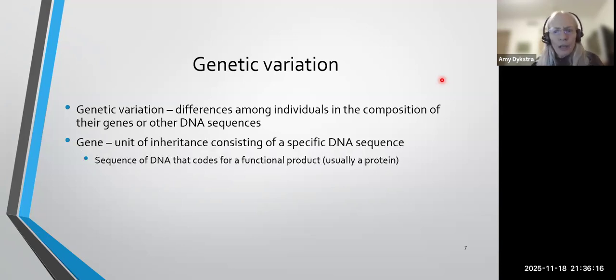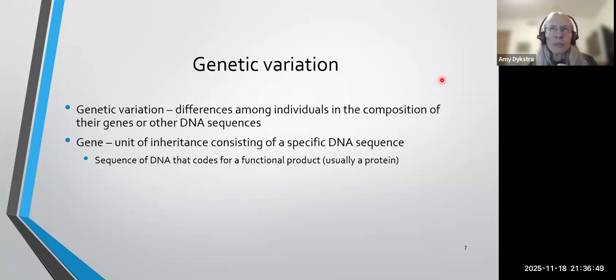So we should review a little bit of terminology. A gene, as you'll remember, is a unit of inheritance that consists of a specific DNA sequence. Or we could think of a gene, and this is the way we tend to think of it at a molecular level, as a sequence of DNA that codes for a functional product. And usually that functional product is a polypeptide or a protein.